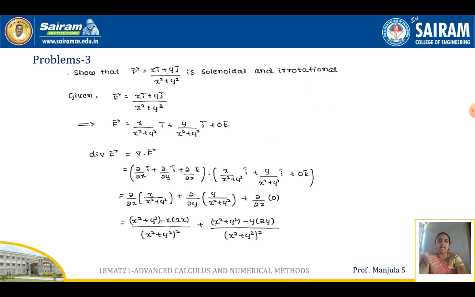Now we'll see the last problem, that is show that vector f is equal to (xi plus yj) divided by (x square plus y square) is solenoidal and irrotational. So here the given vector f, you just write that function as it is. First we'll separate this. So the coefficient of i cap will be x by (x square plus y square), and the coefficient of j cap will be y divided by (x square plus y square), and the coefficient of k cap will be 0.